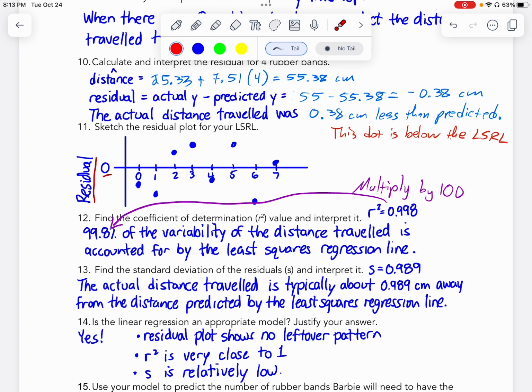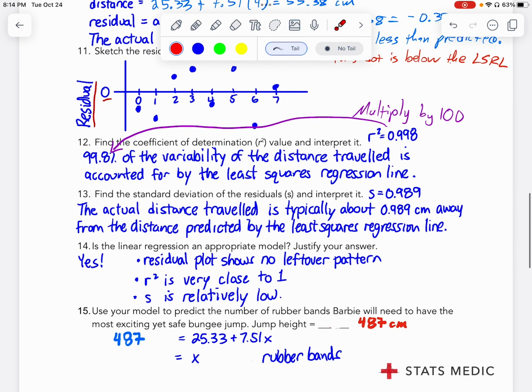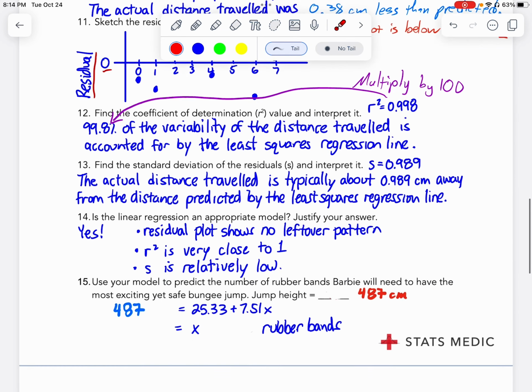This is telling you how much variability of the distance traveled can be accounted for by this line of best fit. This is really good. This is almost 100%. Almost 100% of the variability of the distance she travels is accounted for by this equation. So in other words, our equation is very, very good. If I was bungee jumping, I would feel pretty good about this. Okay? You might have a different number. Again, remember, this is all based on my data. You're going to have to do this for your own data.